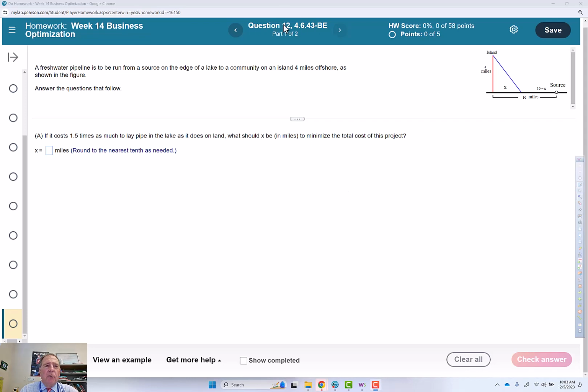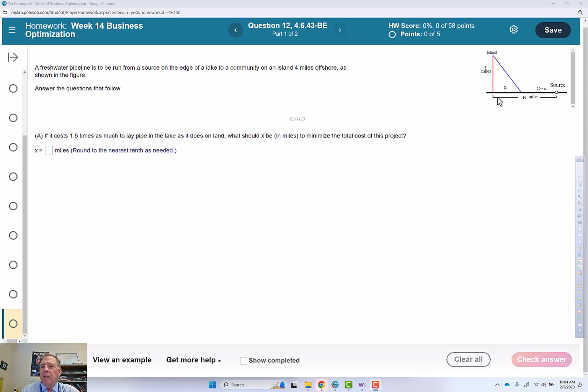This is question 12 of the business optimization assignment. A freshwater pipeline is to be run from a source on the edge of a lake to a community on an island 4 miles offshore, as shown in the figure. Answer the questions that follow. If it cost 1.5 times as much to lay pipe in the lake as it does on land, what should X be in miles to minimize the total cost of this project?